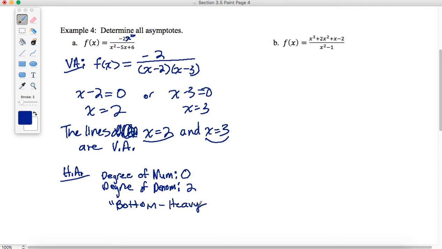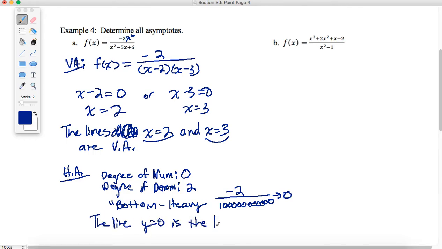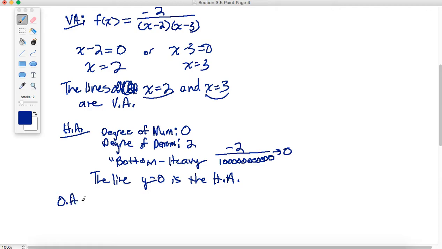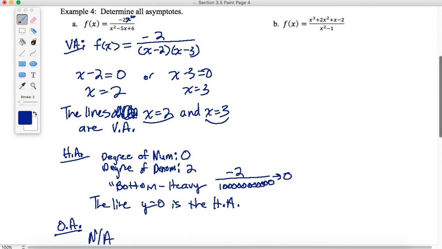meaning as x approaches positive infinity, I'm going to have -2 over a big number like that. When we divide a small number by a really large number, it approaches 0, right? And so just like we said, when it's bottom heavy, the line y equals 0 is the horizontal asymptote. We can also think about oblique asymptotes, but in this case, since there is a horizontal asymptote, there is no oblique asymptote. So we found all 3 of these asymptotes here.